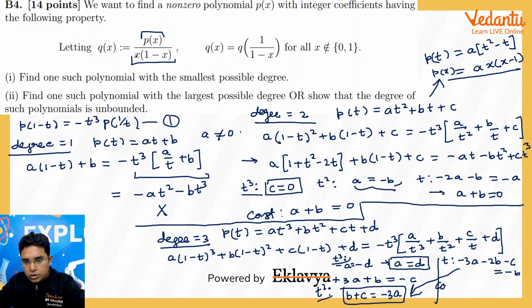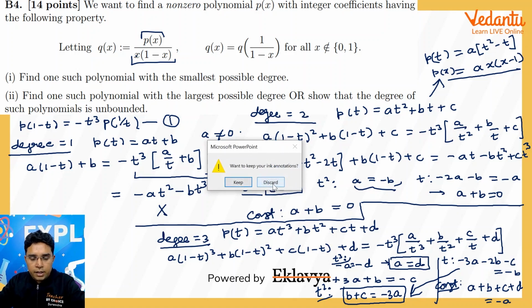Now coming to the constant term, if I compare constant terms, the constant term will be a on the left hand side, then b also on the left hand side, plus c plus d, and on the right hand side we are getting minus a. Okay, let me use the next slide.